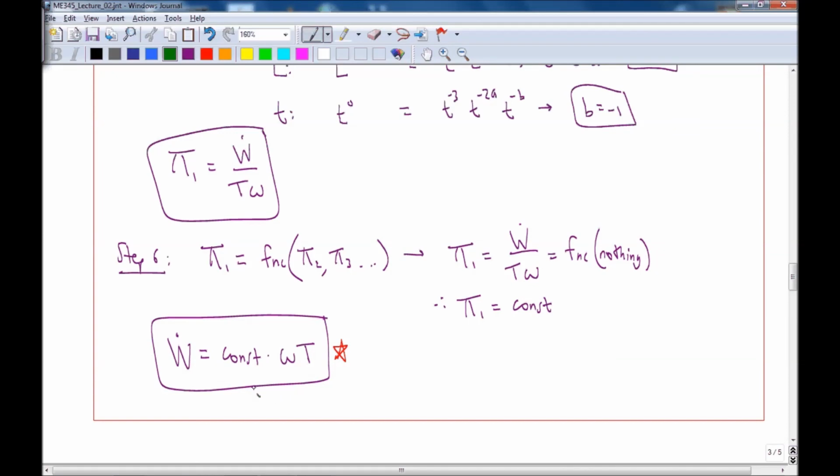Now it turns out we cannot find this constant by dimensional analysis, but if we do an experiment or if we do some physics, we find that the constant is actually equal to 1. There's no way we can know that from dimensional analysis alone, but notice that we get the answer to within that unknown constant, and that shows the power of dimensional analysis.